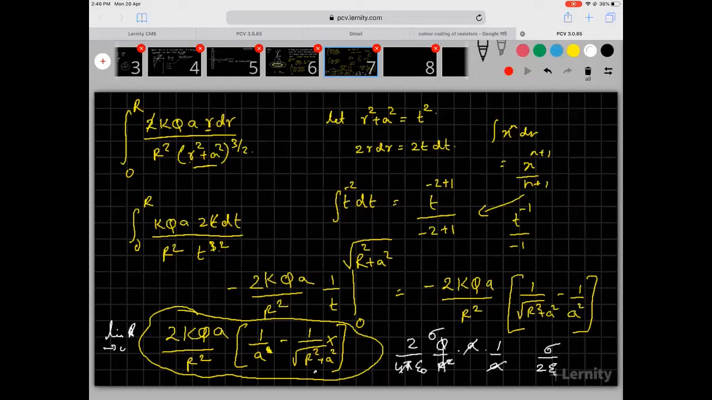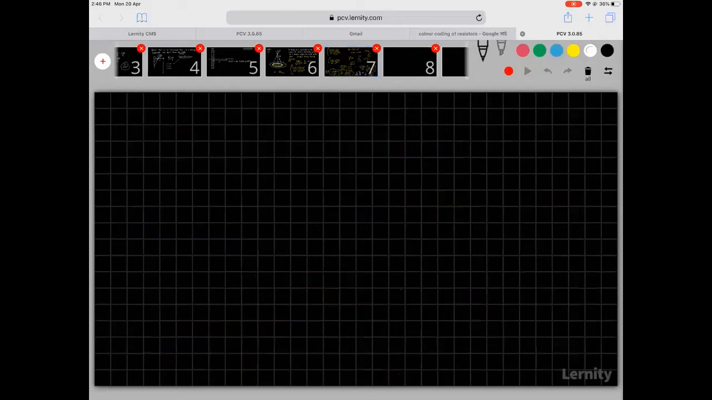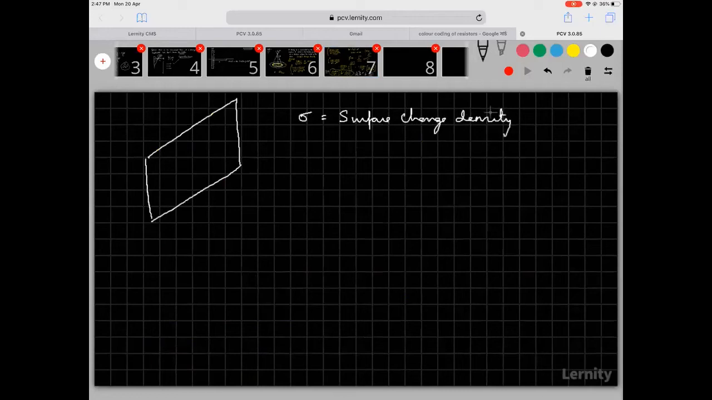Now, we have used Coulomb's law to get this. Now I will do the same thing by using Gauss law. Suppose I have a plate which is infinitely long. This is the surface charge density. Okay, now the question is, what is the electric field near the plate?